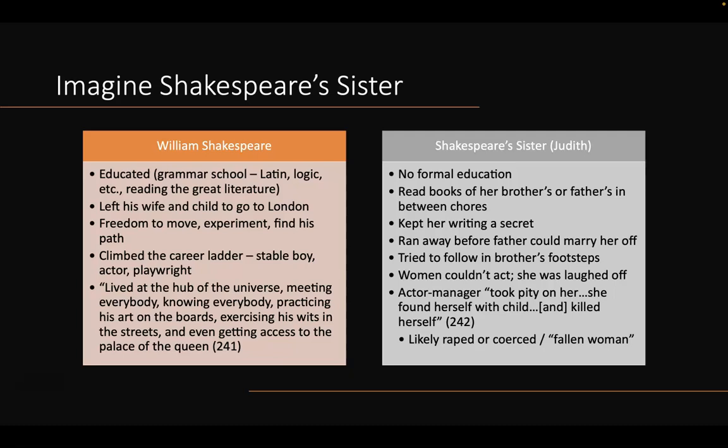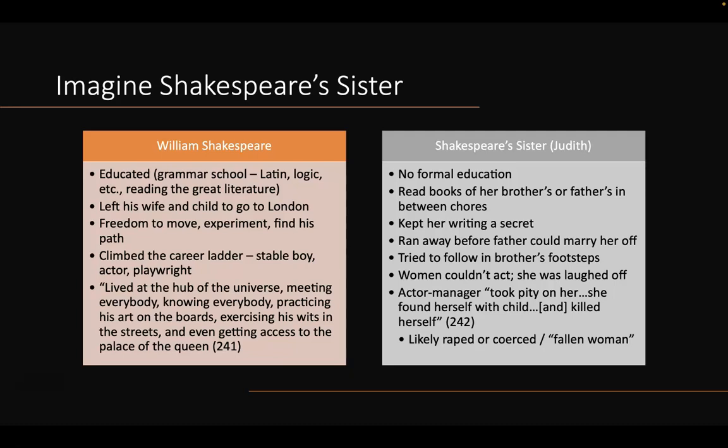Woolf theorizes that maybe she would have learned to read, and even that would be, again, we've read highly educated upper-class women writers from that era. They were few and far between, but let's assume Shakespeare's sister did learn to read. Maybe she read books that her brother or her father had in between her chores, but she would not have had the opportunity to receive the same kind of education as Shakespeare. And any writing she might have done, she would have kept secret, Woolf thinks.